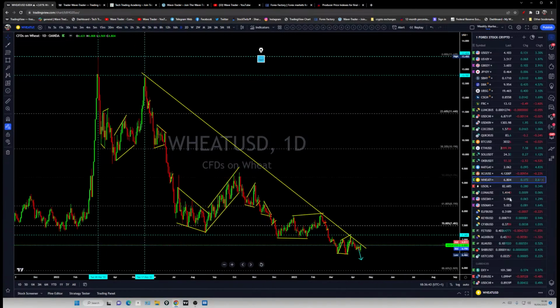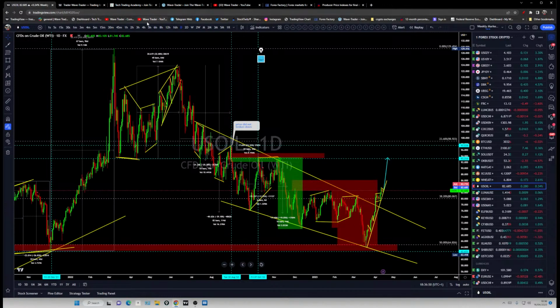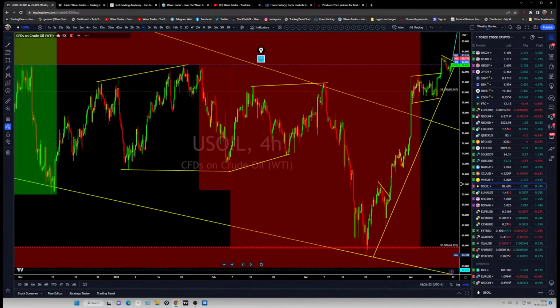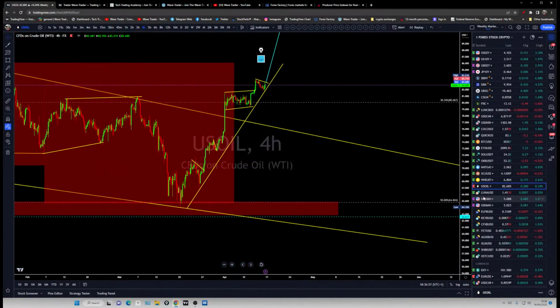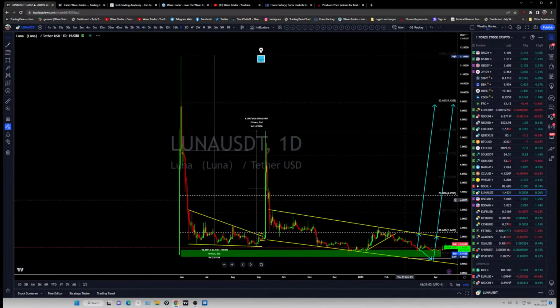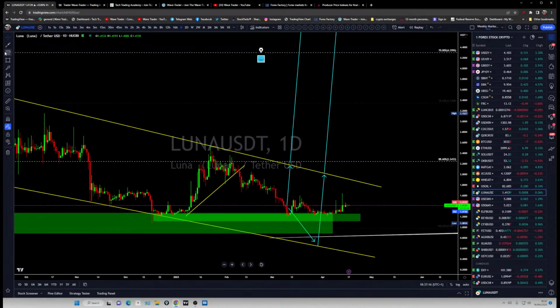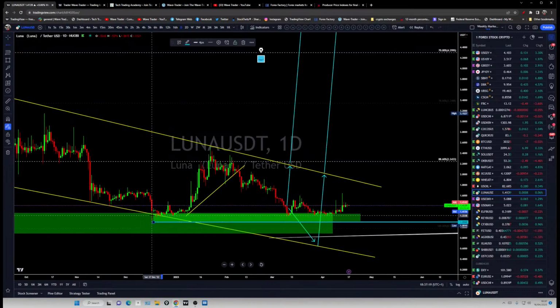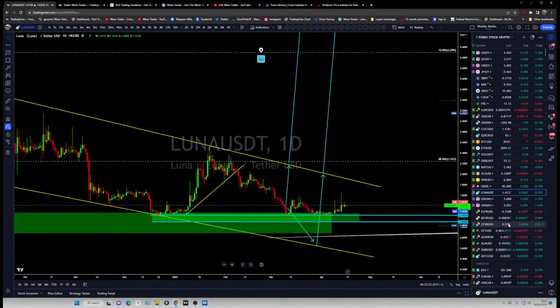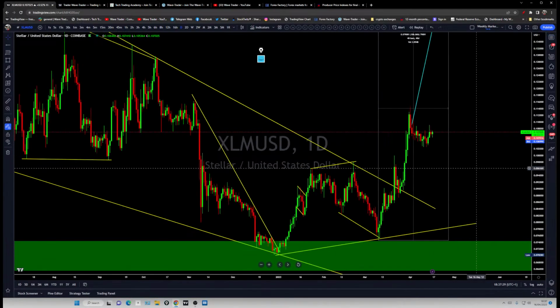Wheat is also trending lower, so I'm going to ignore that. Oil can push up to the 94 mark. Oil is not the best opportunity right now for us, but it can continue to keep pushing higher, so we're going to ignore oil. Luna is also going to be a good buy opportunity from this previous low, very much like Luna C. These areas you're paying attention at, 109 to 120.